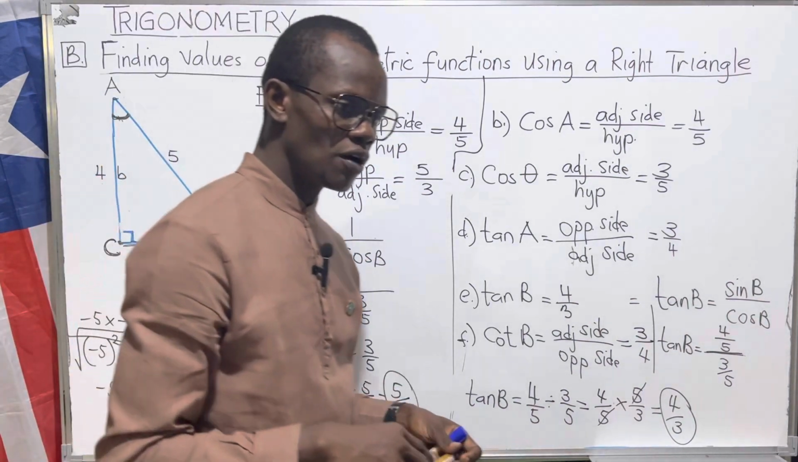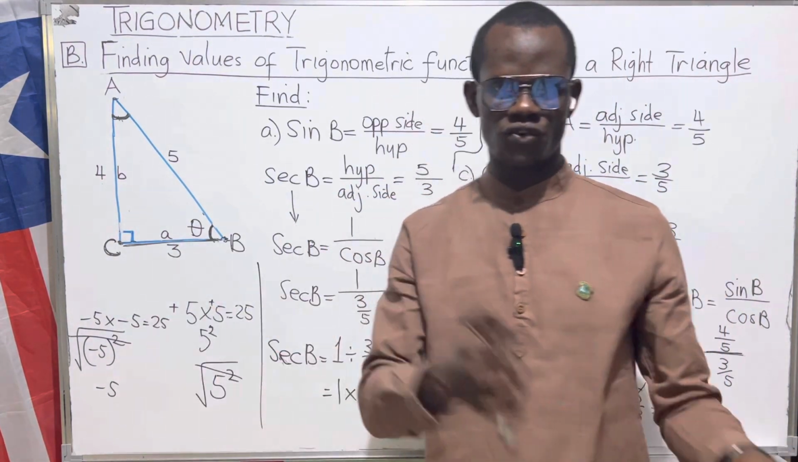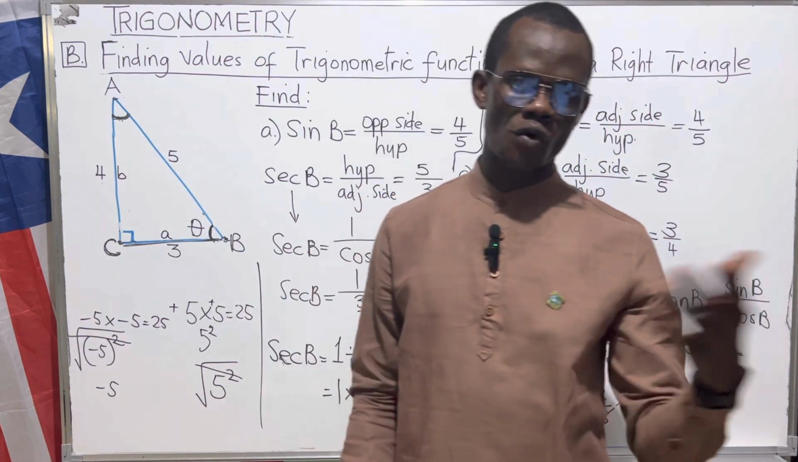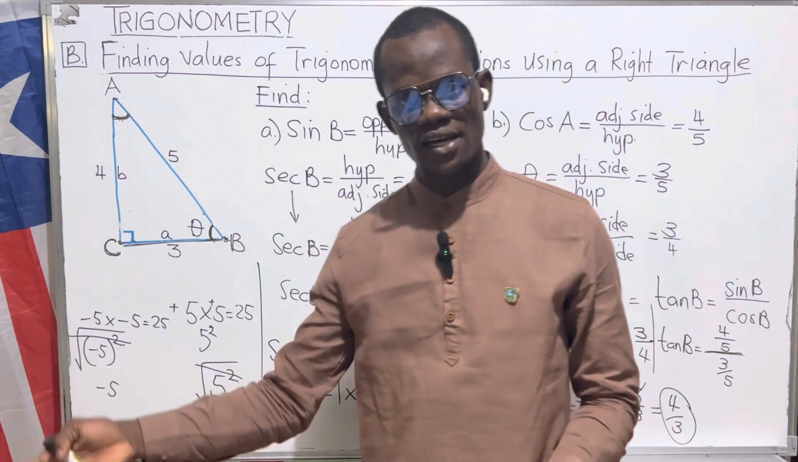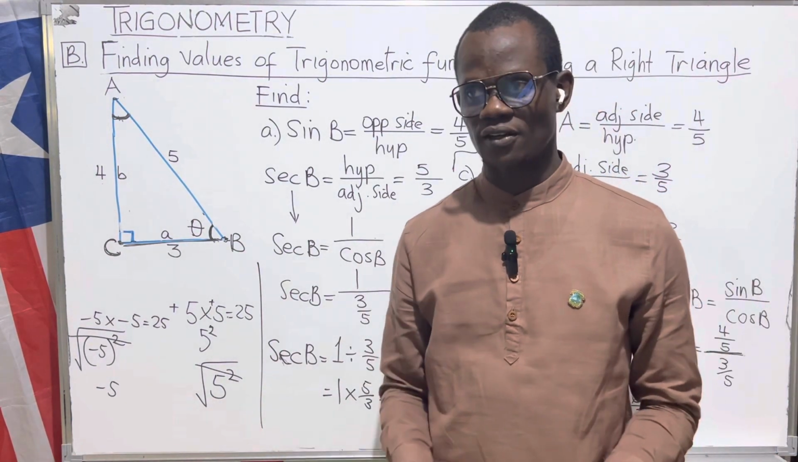So for sine of an angle, the inverse of that trigonometric function sine is cosecant. The inverse of cosine is secant. The inverse of tangent is cotangent.